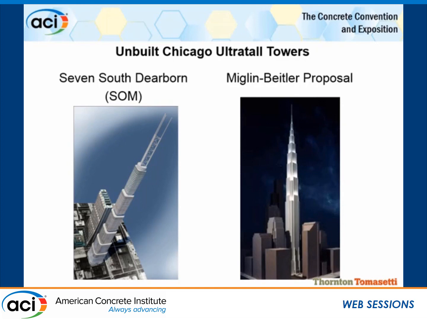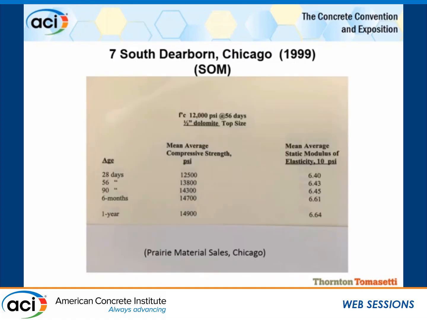And a little bit earlier, Thornton Tomasetti had the Miglin-Beitler proposal, which was also 2,000 feet tall. You can see these are very, very slender buildings, over 10-to-1 aspect ratio, very different from the previous steel buildings. Neither one of them got built, but while we were working on these projects, we started having conversations with Prairie Material Sales in Chicago, most particularly Mike Pistilli, who was a leader of what could be achieved.